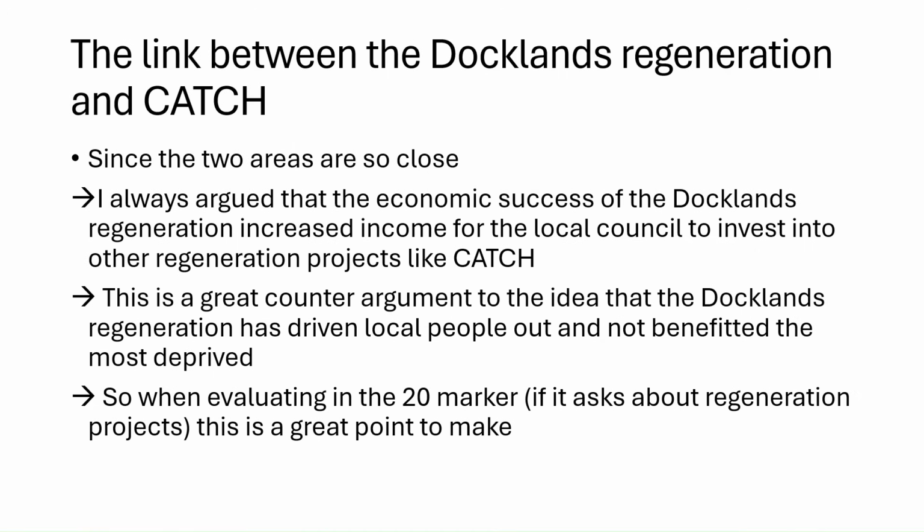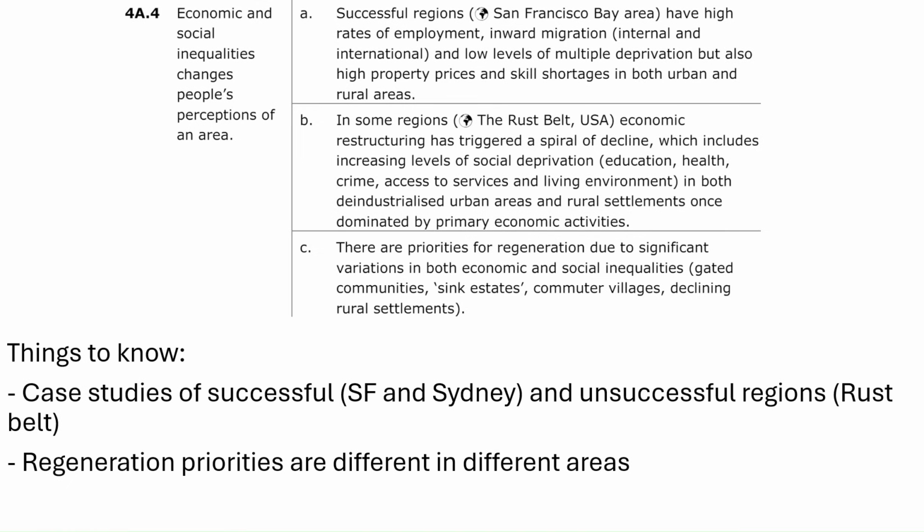So yeah, I always think of these two case studies together. I talked about how top-down schemes can actually drive the economic growth needed to make more bottom-up schemes. So it's just a little link you can make if you want, and it's a great point to make if you can pull it off.